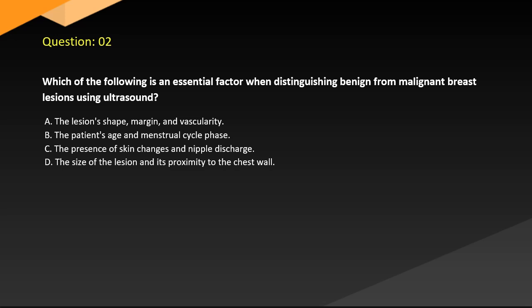Question 2. Which of the following is an essential factor when distinguishing benign from malignant breast lesions using ultrasound? A. The lesion's shape, margin, and vascularity. B. The patient's age and menstrual cycle phase. C. The presence of skin changes and nipple discharge. D. The size of the lesion and its proximity to the chest wall.